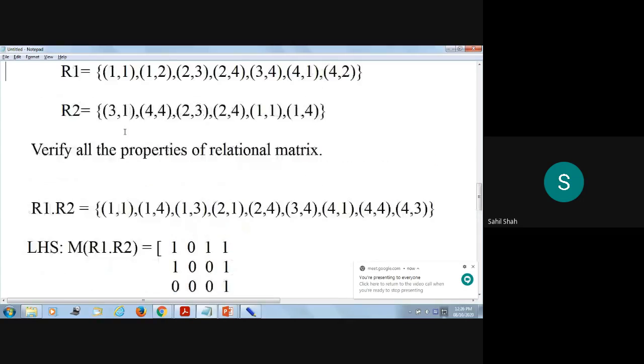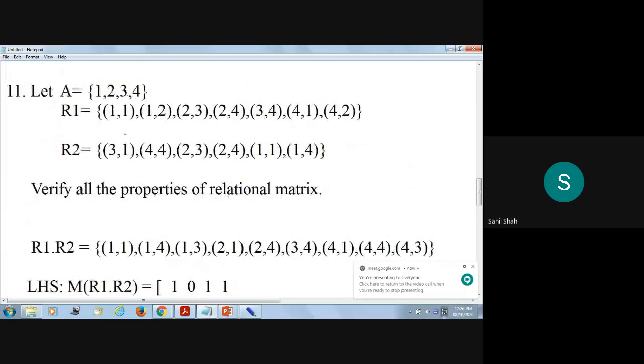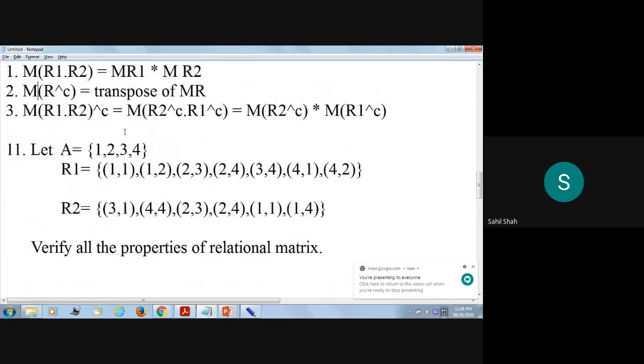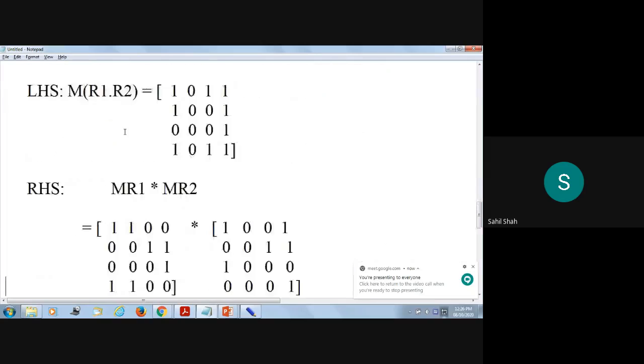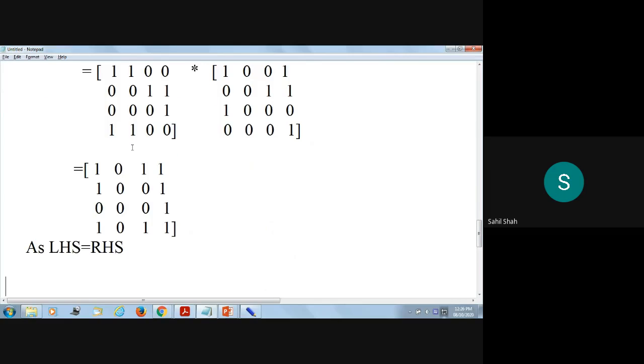So what is the transpose of a matrix? We are interchanging rows with columns, isn't it? So what is the second property that is given? If we take the converse of any relational matrix, it will be equal to the transpose of the original. Just observe what is the transpose of M of R1. So 1001 will now come in a row and 1100 will come in a column. So that will be the transpose, interchanging rows with columns. Okay, fine.